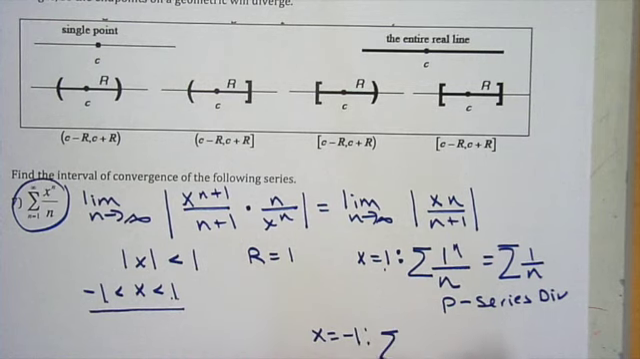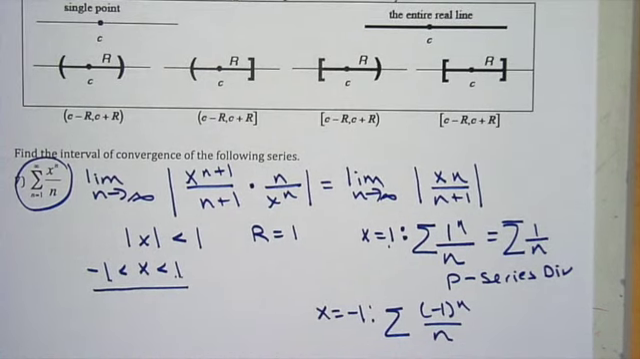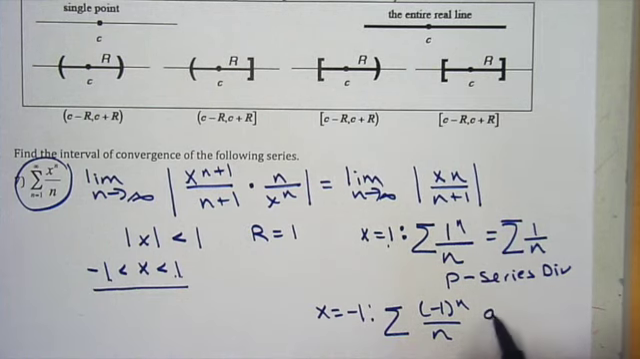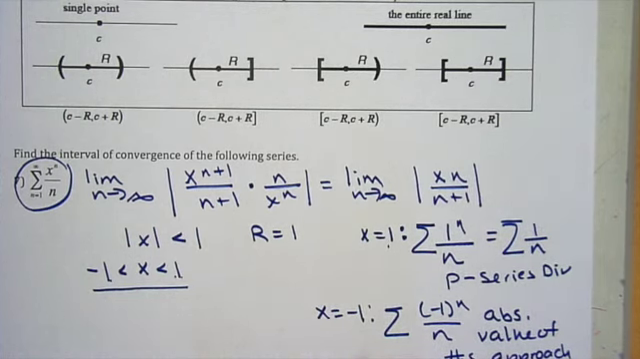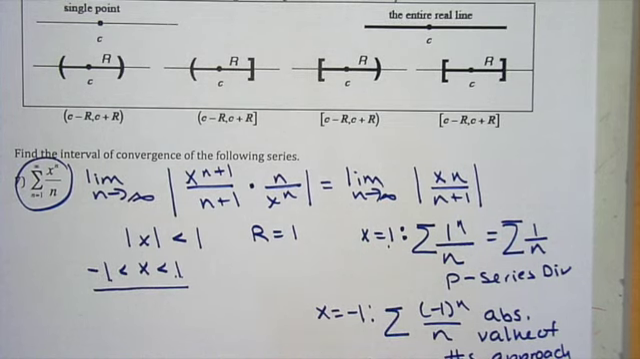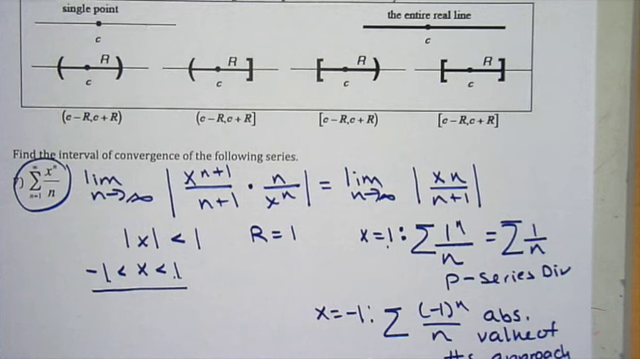If I plug in -1, again, back into this original series, you end up with this. This is an alternating series. Is it true that the limit of the general term goes to 0 and the n plus first term is less than the n term? Yes, it is. You can also write it like this, that the absolute value of the numbers approach 0. So either way is fine. So because it does, at x equals -1, we can say it converges by the alternating series test.